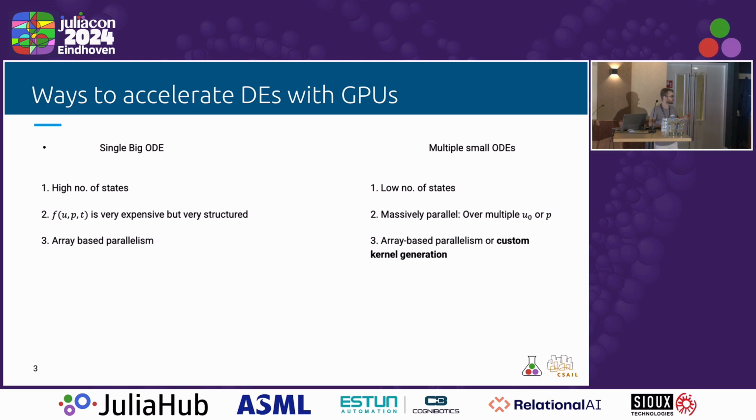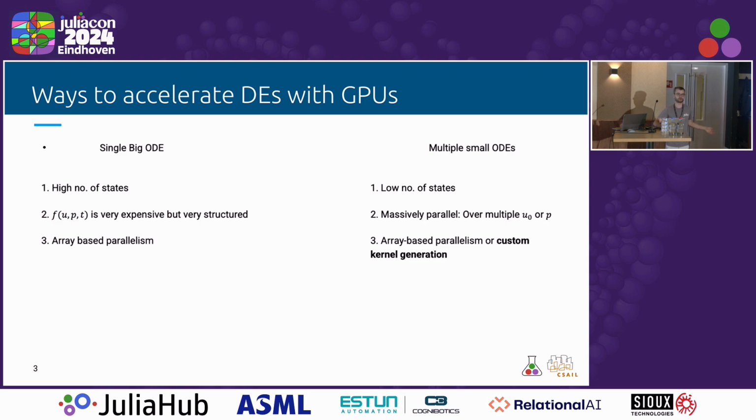So the naive way is array-based data parallelism. That's where you make your u a GPU array, your p a GPU array, and your t all of your problems a GPU array, and then you solve all your problems like that, with all of your time stepping still on the CPU. As we'll see, this has some significant overheads.